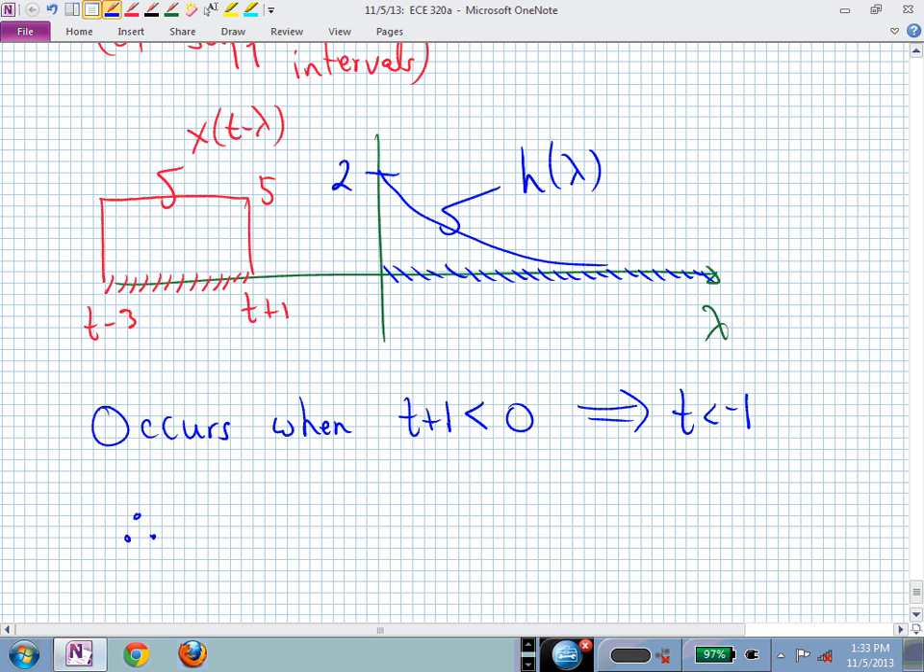What is x of t minus lambda equal to right there and right here? Do I have any non-zero product when I multiply x of t minus lambda and h of lambda in this picture? No. So my output in this case, y of t, is equal to 0 when this pattern is true, and that pattern is true as long as t is less than -1. Is that clear? So as long as time is less than -1, I do not get an output. And does that make sense?